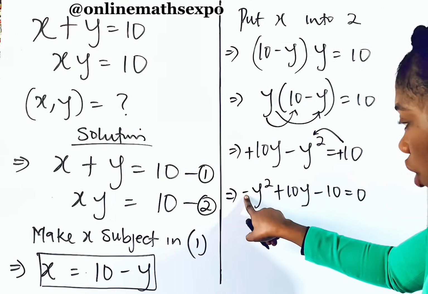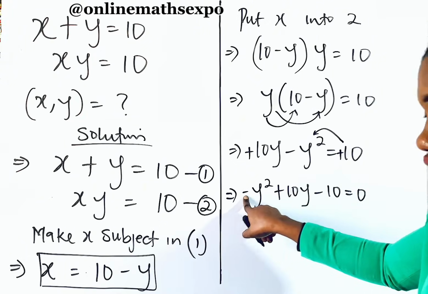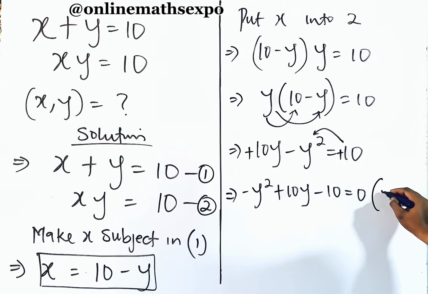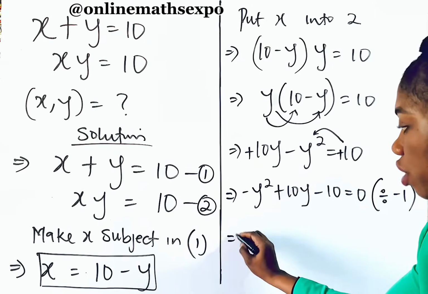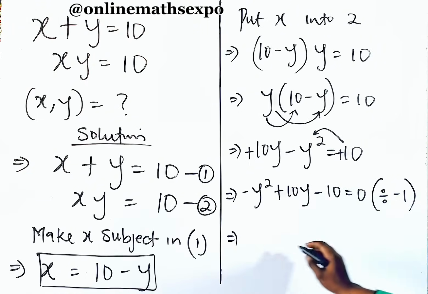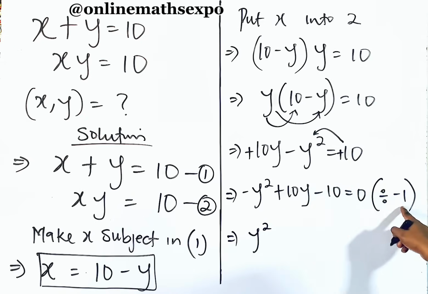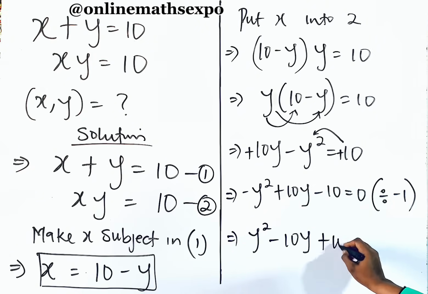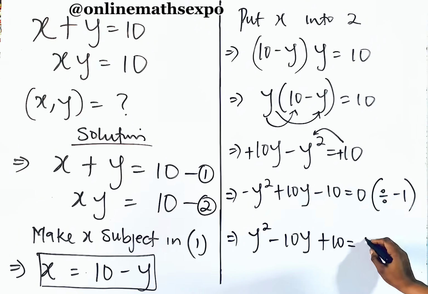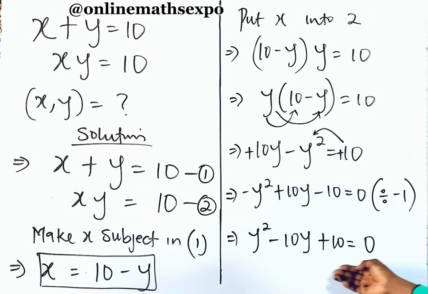Most students don't like working with equations that begin with negative. In that case, we are going to divide each term by negative 1. And when you do that, if you divide this by negative 1, it gives you positive y squared. If you divide this, it gives you negative 10y. And this gives us positive 10. If you divide this, it is 0. Now we're going to use our formula method to solve this equation.